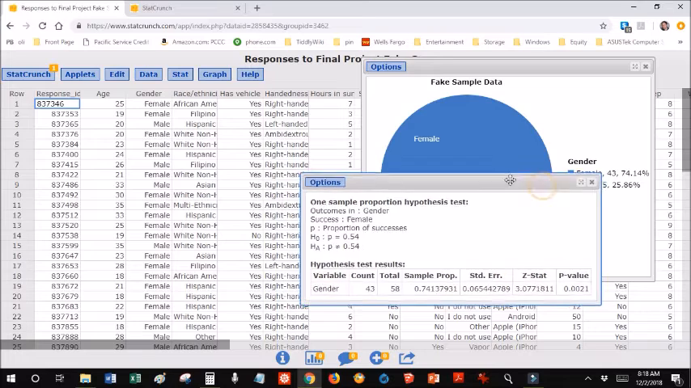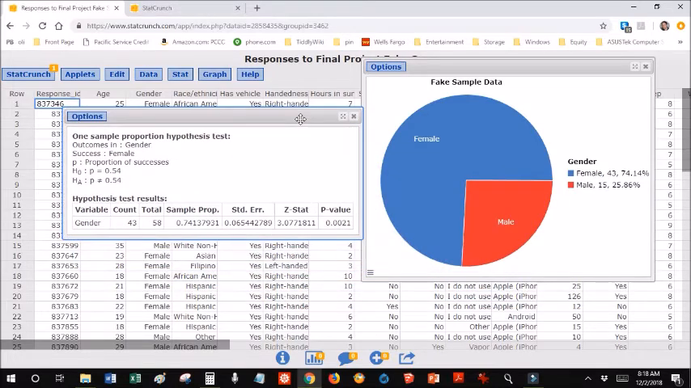So I have very strong evidence that this sample was not drawn from the LMC population, which had a female proportion of 54%. This suggests to me that this sample is biased. It's biased toward females. This was not a representative sample, not a simple random sample from the LMC population.